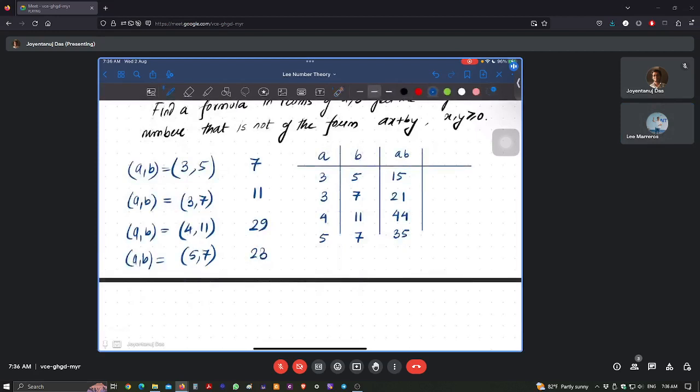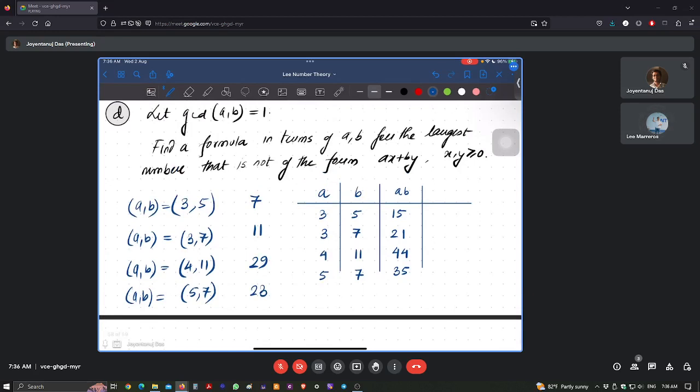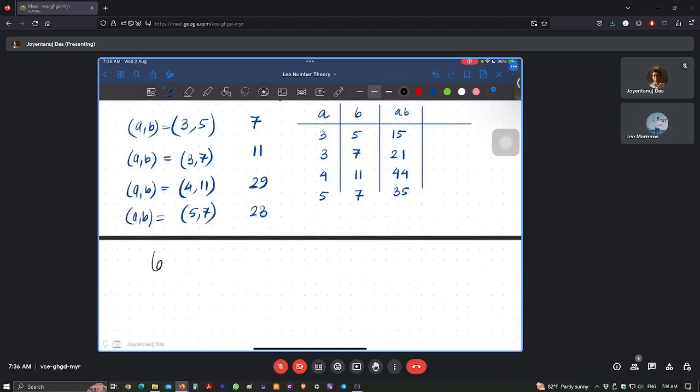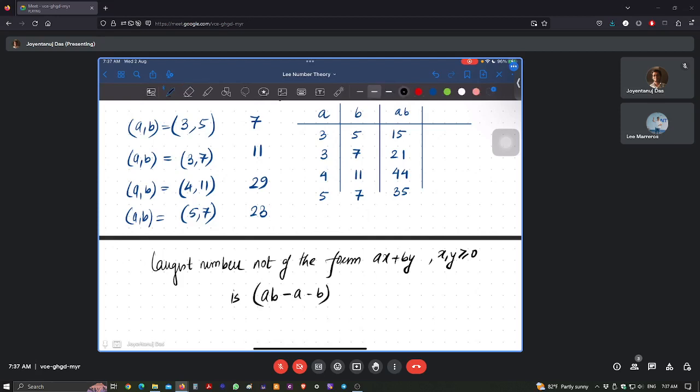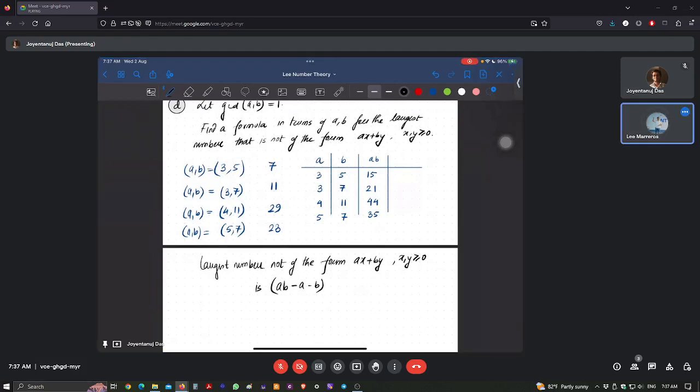So what I get is, let us take the largest number not of the form ax plus by with x, y greater than or equal to 0. It is ab minus a minus b. So this is the conjecture.